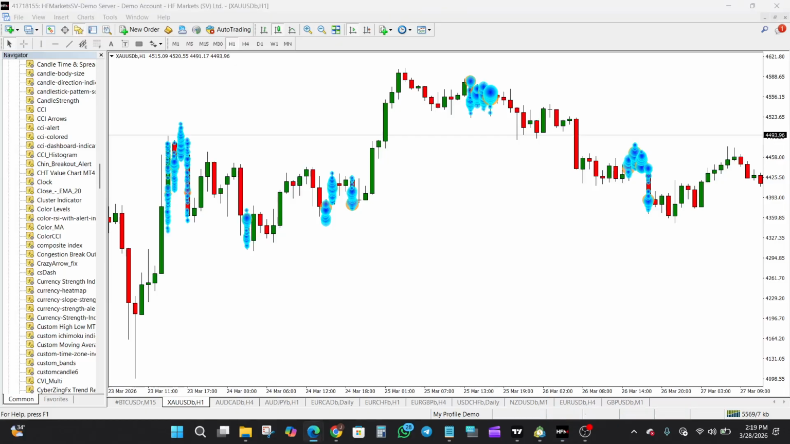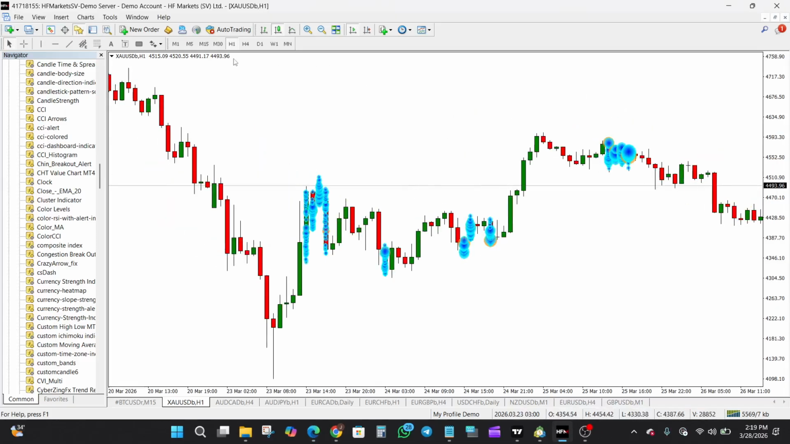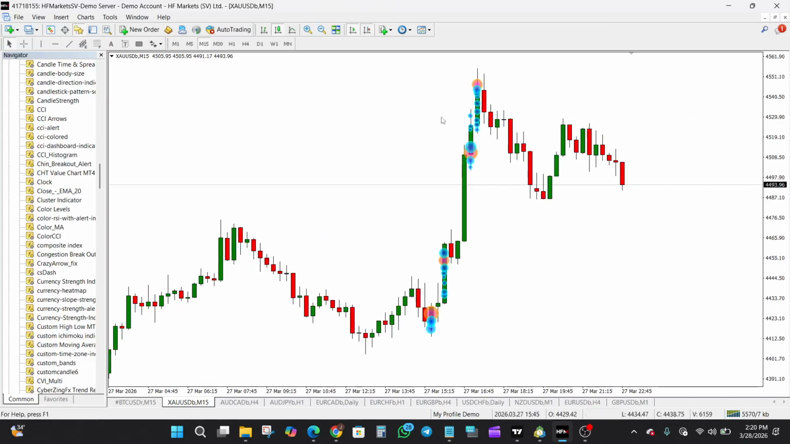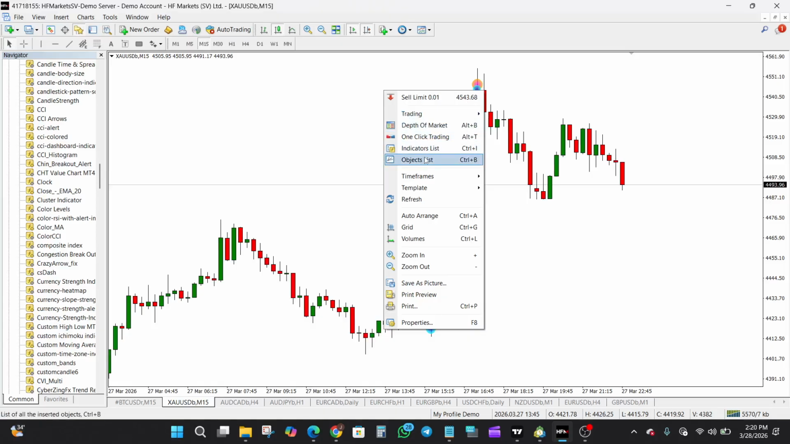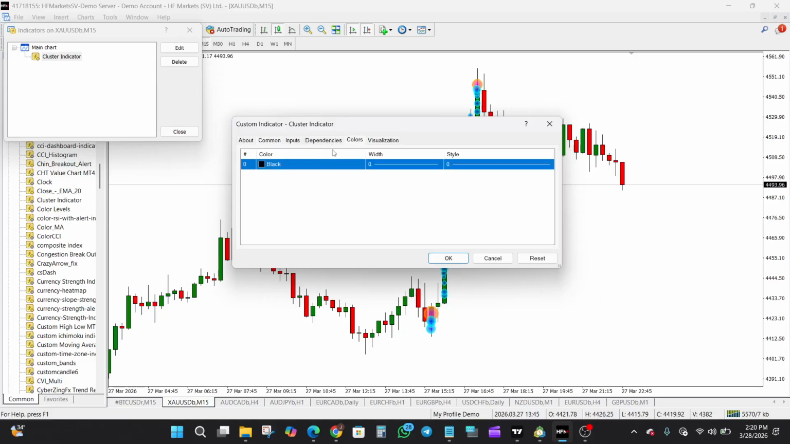Now, this is also going to be a valuable tool for traders who pay attention to volume analysis. You will find that the indicator uses two colors. The blue color would indicate bullish clusters, while the red color would indicate bearish clusters. Let's just quickly go to the indicator settings and see what we have here.